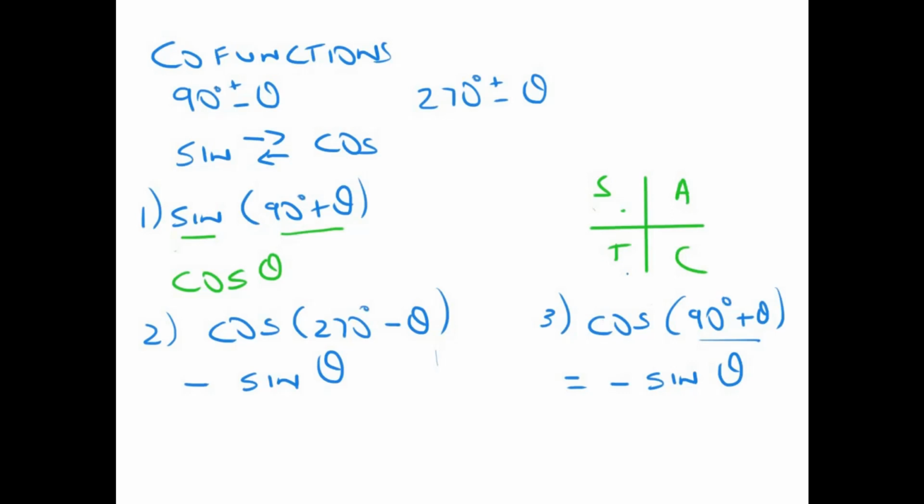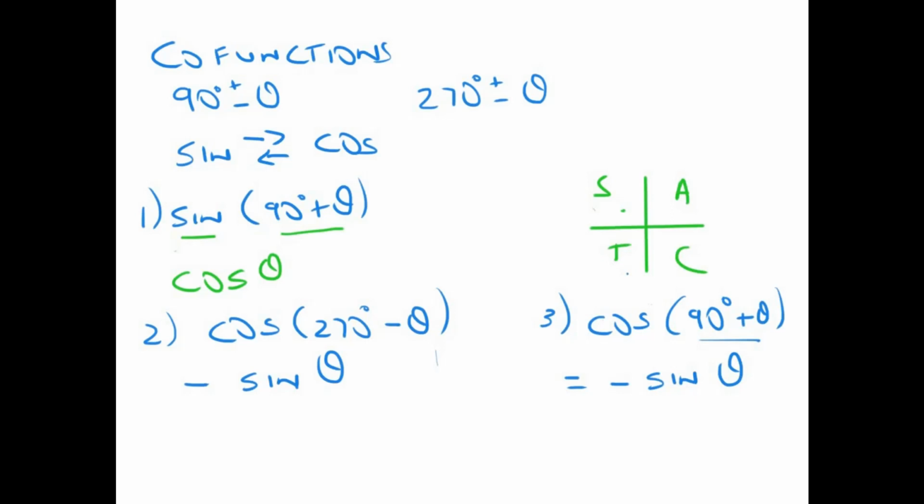So let's look at sine of 90 plus theta. Sine of 90 plus theta is in which quadrant? It's in the second quadrant. And in the second quadrant, sine is positive. However, it reverts to the cofunction and it will become cos. So your answer will be cos theta.